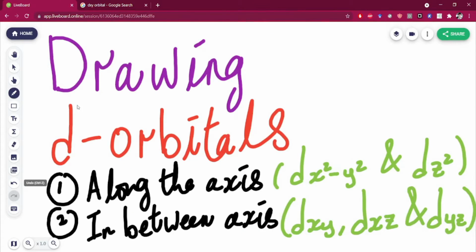Now, drawing d orbitals will require some additional skills. So we have 2 types of d orbitals, 2 ways of drawing. Number 1, we have 2 shapes of orbitals that will be along the axis. And 2, we have 3 orbitals that will be drawn in between axes. So number 1 will be easier than number 2, because number 2 can be a little bit confusing, but still it is not that difficult.